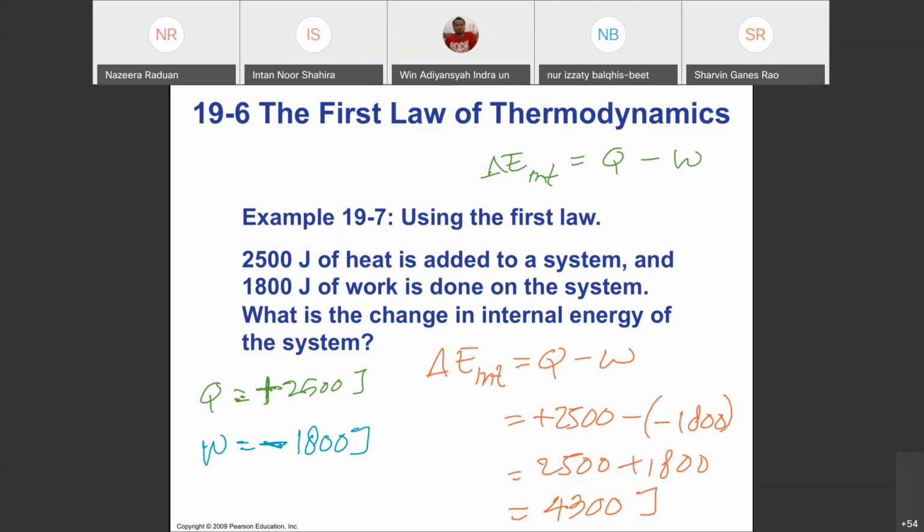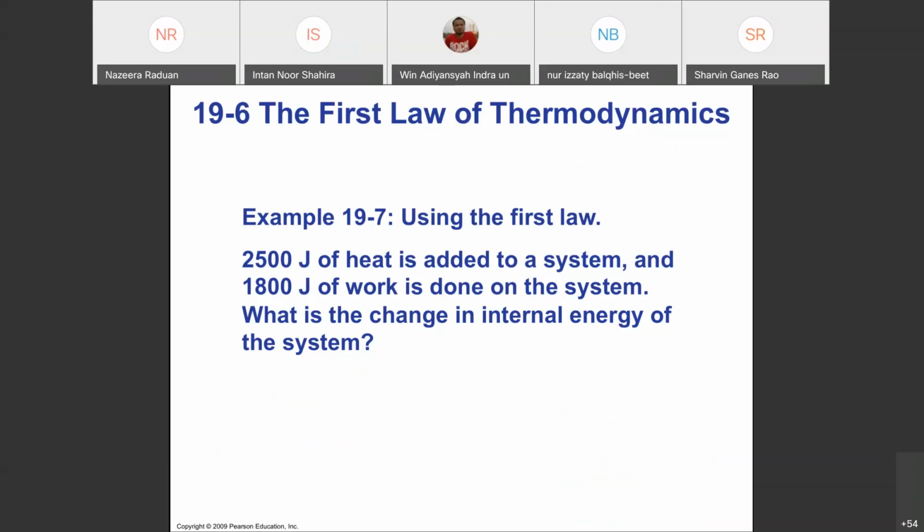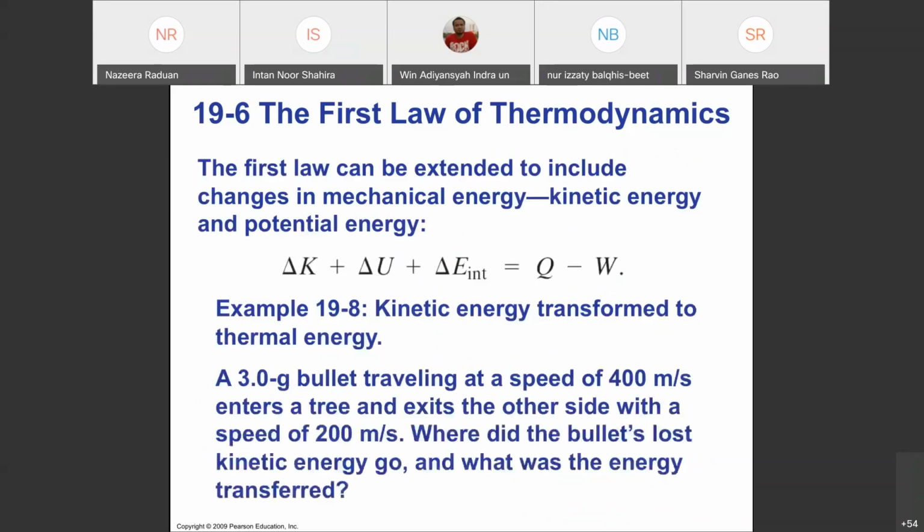Okay. If you have any question, you can just ask or you can type maybe in the chat room. I can check. No questions so far. Yeah, this is an expansion of the first law, basically, to remember this one.